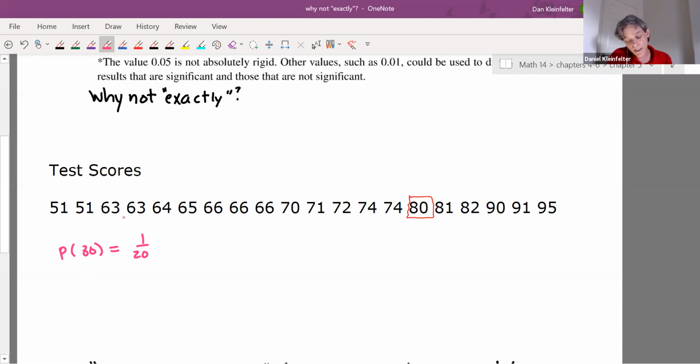Similarly, is 63 significantly low? It's significantly low if there aren't many scores at that level or below. You do have to take into account how many values there are below that point, not just what those specific values are. Another example, 65 right here: is that significantly low? There's only a 5% chance of getting 65, but getting a value of 65 or lower, there are 1, 2, 3, 4, 5, 6 out of 20, which is a 30% chance.